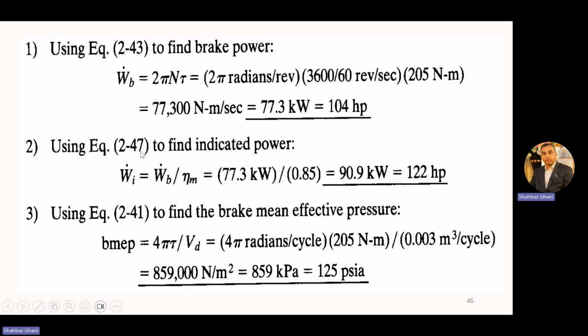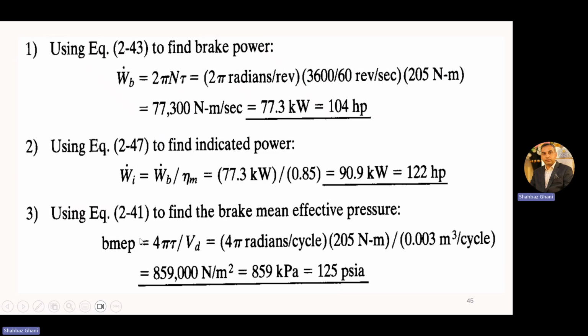Now we found the indicated power. Indicated power is equal to brake power divided by the mechanical efficiency. Data is given, we have found the brake power, so brake power divided by the mechanical efficiency gives the indicated power. That is 90.9 kilowatt and the brake power was 77.3 kilowatt. As we know, the indicated value is always greater than the brake value. Now we can find the friction power directly from here, or we can use different formulas in a later slide.